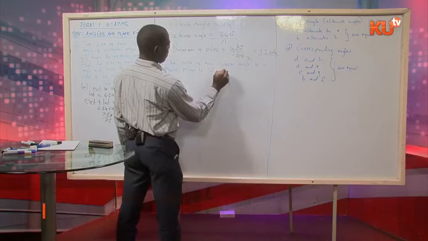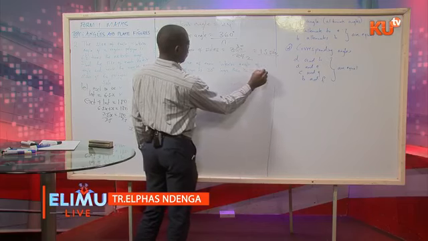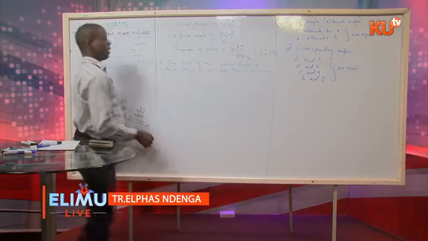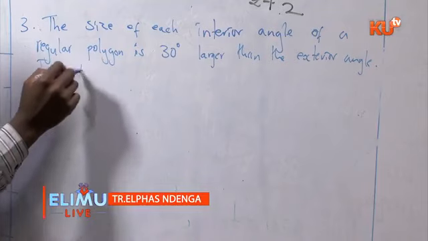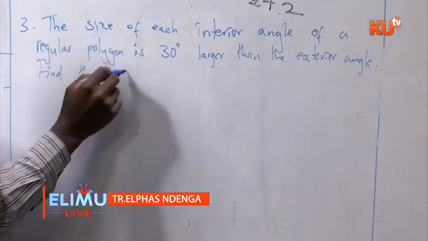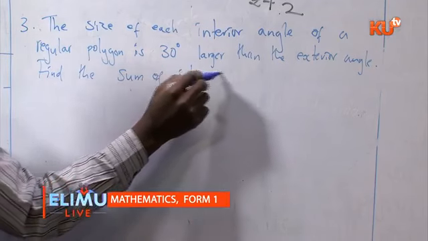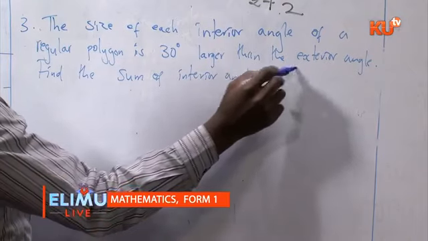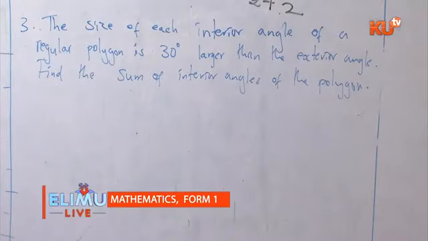larger than the exterior angle. Then you're told to find the sum of interior angles of the polygon. The size of each interior angle of a regular polygon is 30 degrees larger than the exterior angle. Find the sum of interior angles.